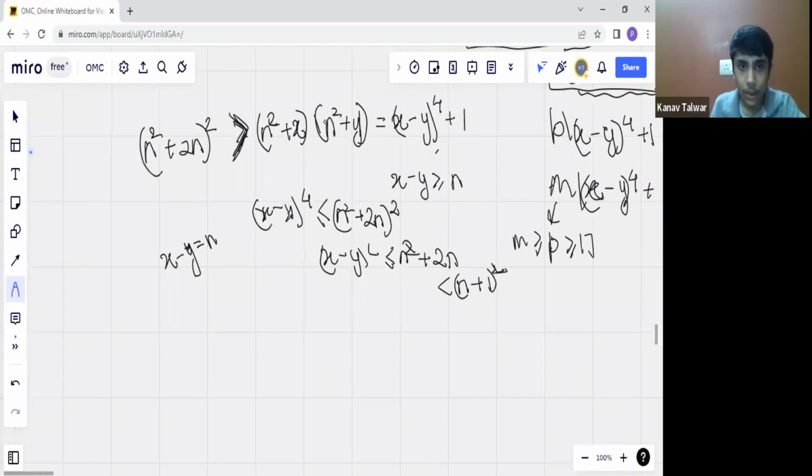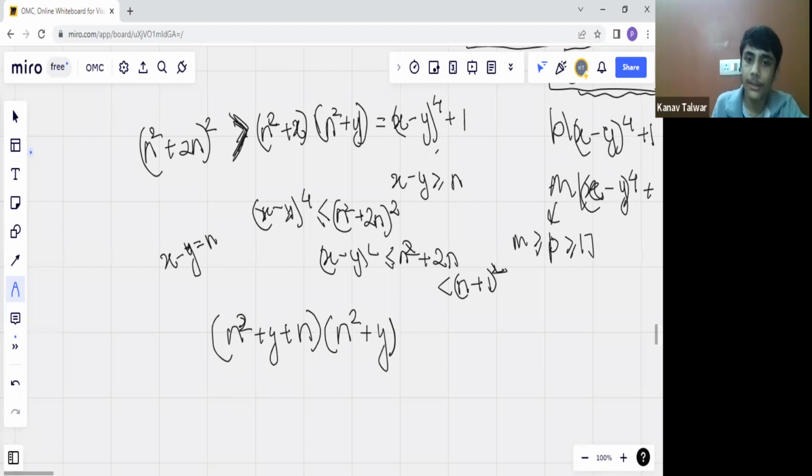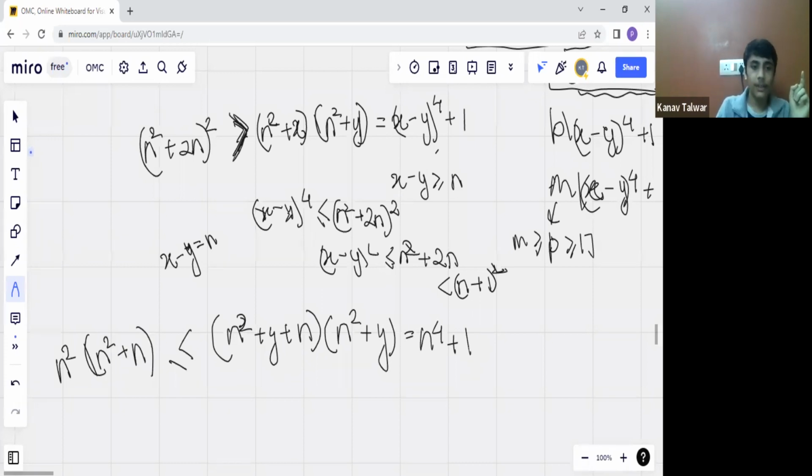Yes. Awesome. So we have got that x minus y is equal to n. So we have that n squared plus y plus n, just because x is y plus n now, times n squared plus y, is equal to n to the 4 plus 1. Awesome. Now this quantity is at least n squared times n squared plus n, just because y is greater than or equal to 0. But this is equal to n to the 4 plus n cubed.